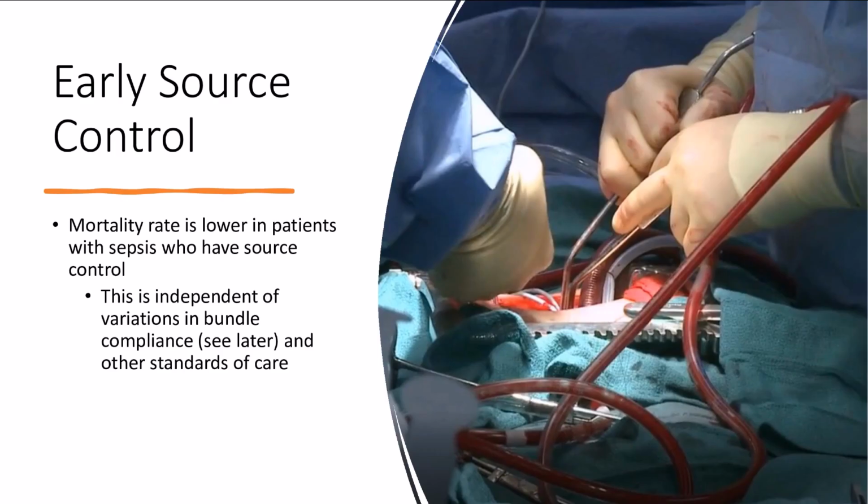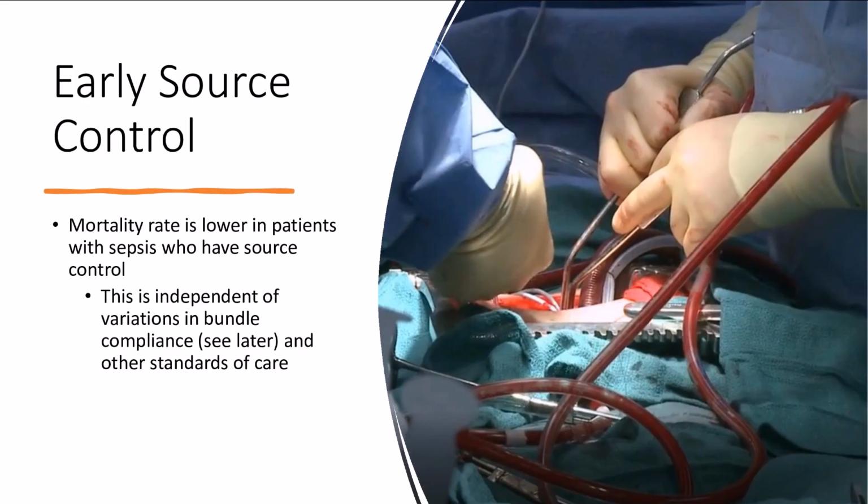But to take a step back, on this slide here, we've written that mortality rate is lower in patients with sepsis who have had source control. Okay, so if you do something about the source of your patient's inflammation or sepsis, so that might be removing dead and damaged tissue following a dog bite wound, or it might be providing wound lavage and wound care in patients with significant soft tissue injury.